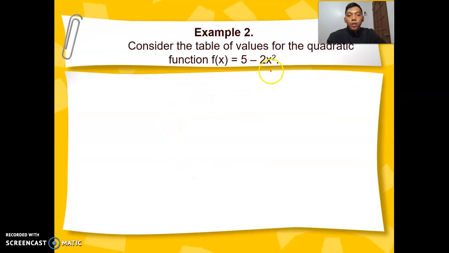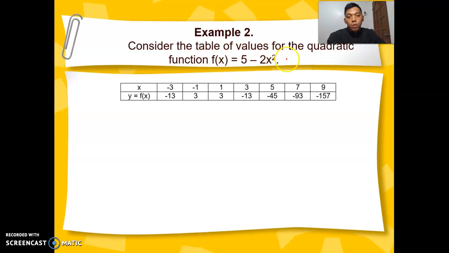So let's have another example. Consider the table of values for a quadratic function. This time it's another function, but you're not given the function, you're just given this table. Here are the x values: negative 3, negative 1, 1, 3, 5, 7, 9. And the corresponding y values: negative 13, 3, 3, negative 13, negative 45, negative 93, negative 157.